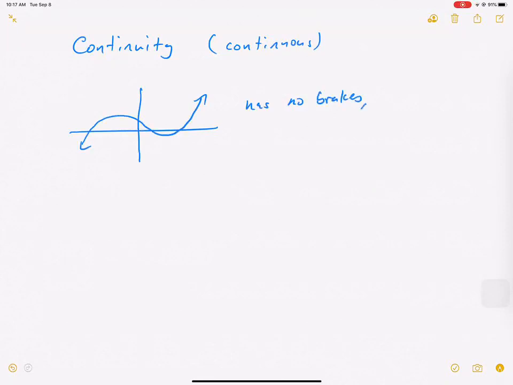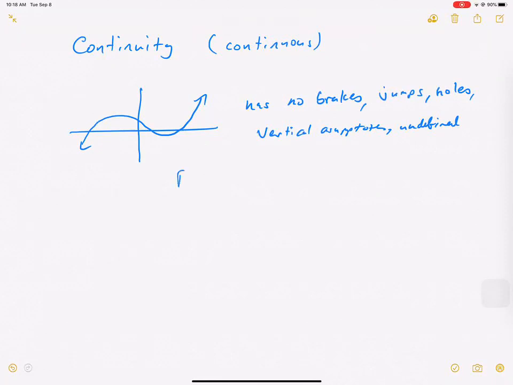Has no breaks, has no jumps, right? No holes, that's the idea of a break. No vertical asymptotes. Right, these are things that we see that mess us up. We don't have any undefined points. No undefined. So if we have a function without these types of problems, that function for the most part is continuous.